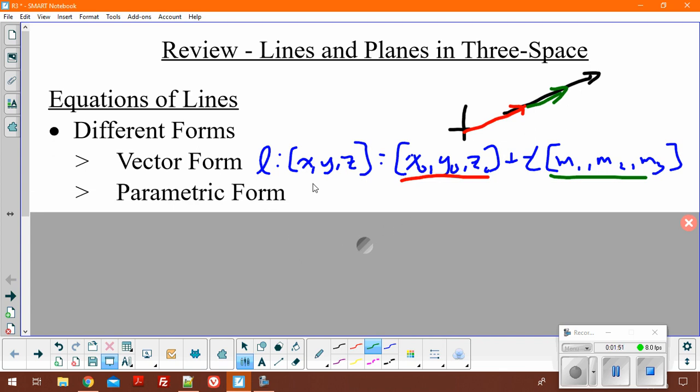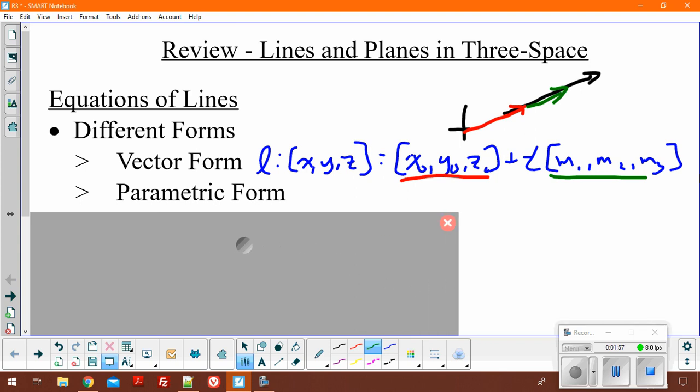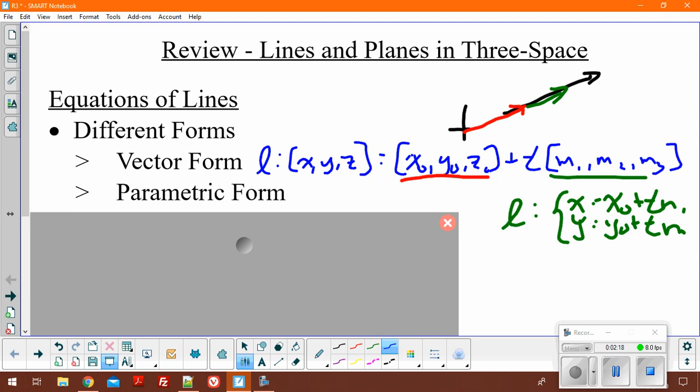The second form was the parametric form. For this one, we just broke this into its different pieces. So I might write something like, line is x equals x naught plus t m1, y equals y naught plus t m2, z equals z naught plus t m3. So just taking each parameter separately and writing that out.